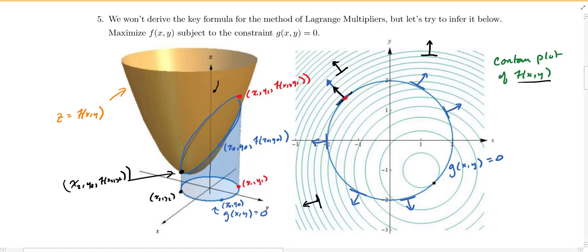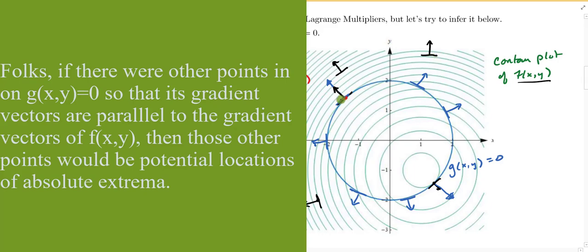If I were to construct the gradient vector, maybe it's a short vector right here. If I were to construct the gradient vector for my contour plot at that point, that's where it would be. And if I were to give a gradient vector for my constraint curve, that's where it is. And notice that these two vectors are parallel to one another at this particular point. And there are no other points other than those 2 points where the blue gradient vectors are parallel to the black gradient vectors of the original f of xy. And so these are the points we're going to be looking for.